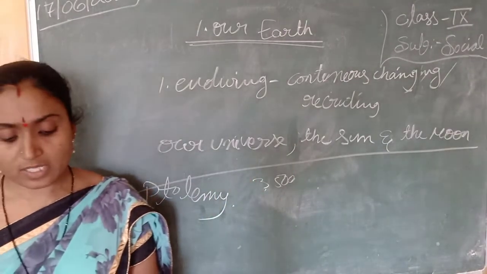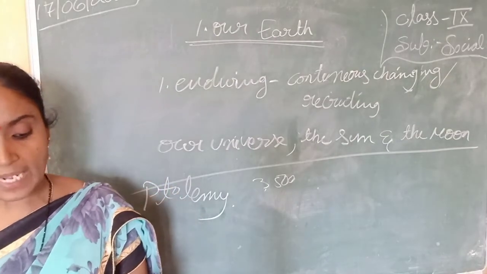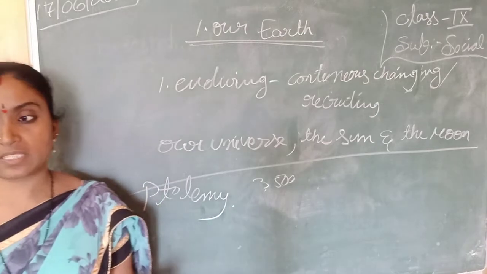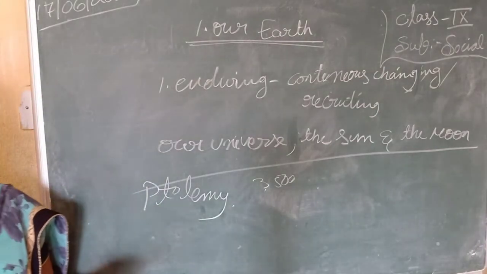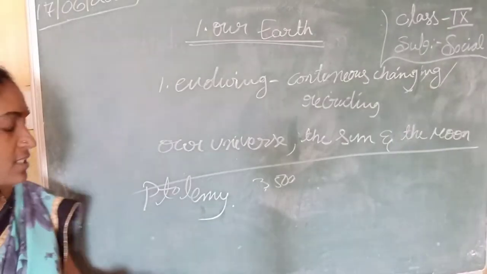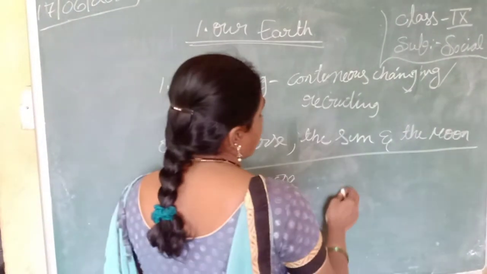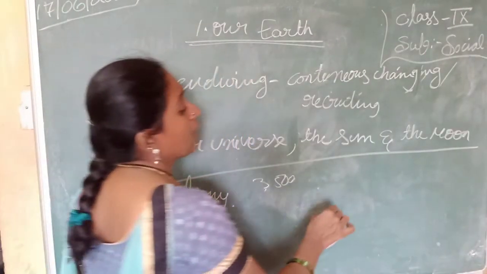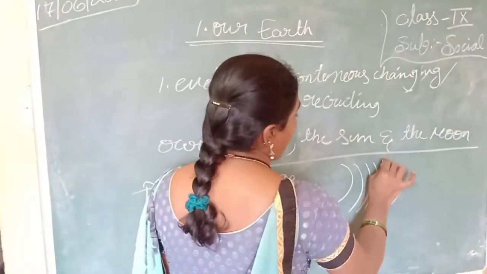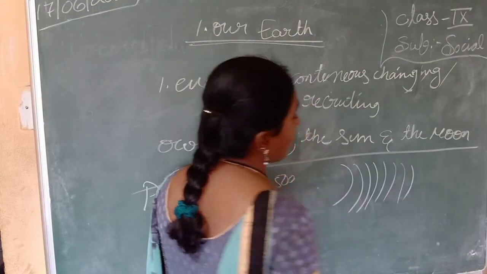About 500 years ago, scientists came up with a new understanding that the earth is not in the middle of the solar system. They thought the earth is not in the middle of the solar system. How many planets do we have? We have 8 planets.